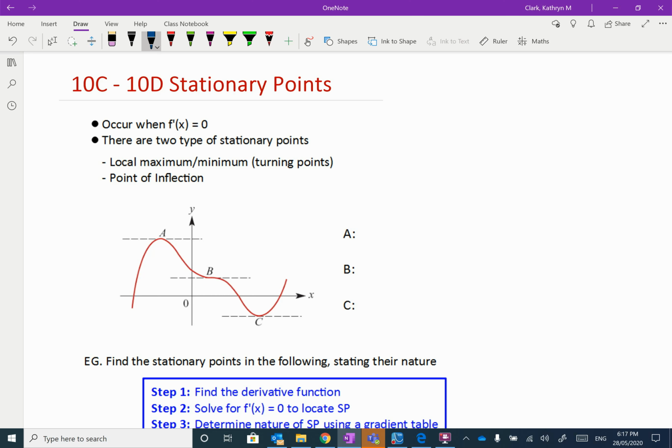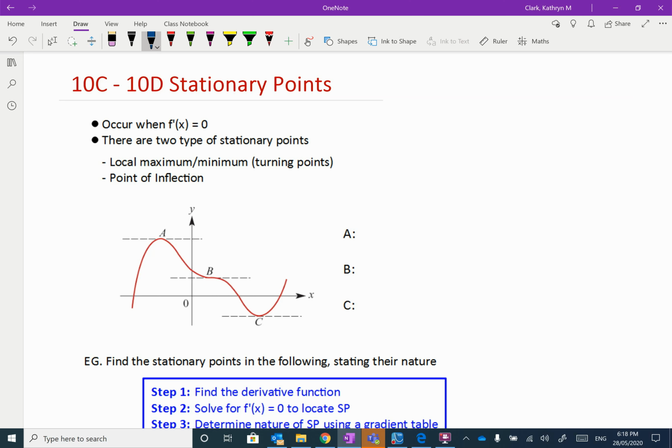Now, your textbook does two chapters, 10C and 10D, on stationary points, but it's all pretty much the same thing. It makes a lot more sense just to roll both exercises into one. So that's what we're going to do. Alright, so a stationary point occurs when the gradient of your function is equal to 0. So it's solved by finding where your derivative function equals 0.